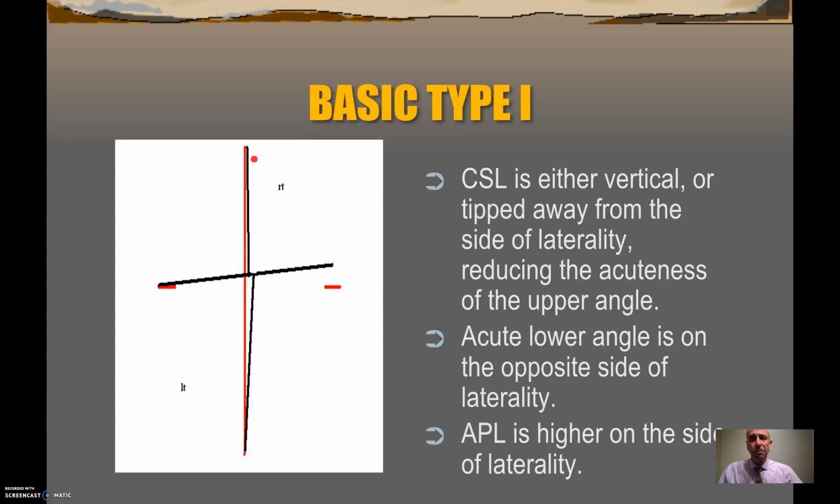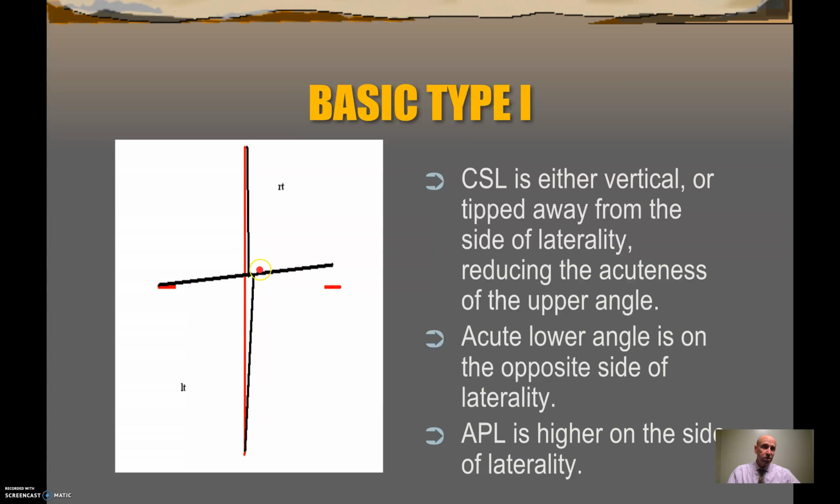So when we look at a basic type 1, the CSL, or the line through the cranium, is either vertical or tipped away from the side of laterality, reducing the acuteness of the upper angle. So, for example, in this case, if we were to measure the angle of that atlas, let's say it was at 10 degrees, which of course would be a huge listing. If the central skull line were vertical, then each of the 10 degrees of the elevated plane line would also equal a degree of laterality. So in that case, we would have 10 degrees of laterality.